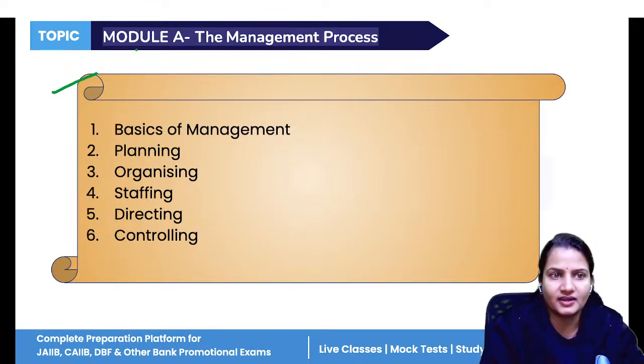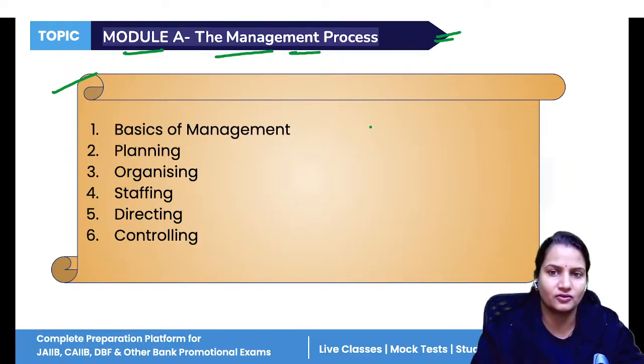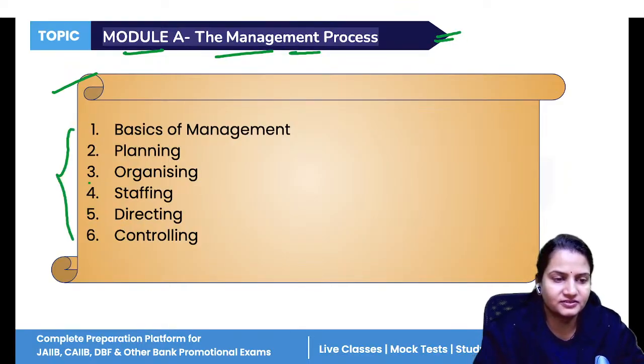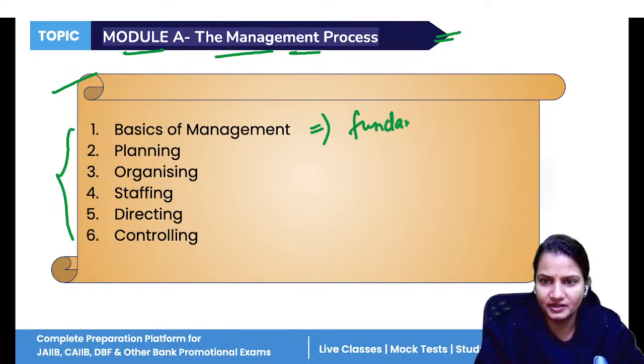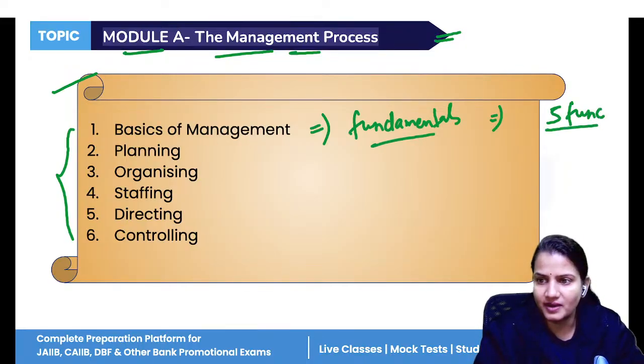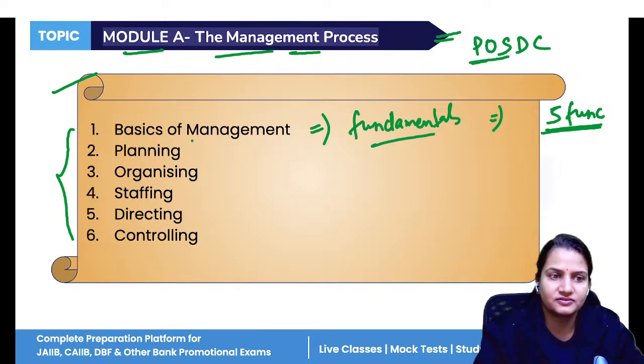The first module is module A, the management process. It is all about how to manage your business and your organization. We have a total of 6 units in module A. Basics of management will tell you all about the fundamentals of management. Then in management, we have a total of 5 functions: planning, organizing, staffing, directing, and controlling. We have specific chapters for every function.